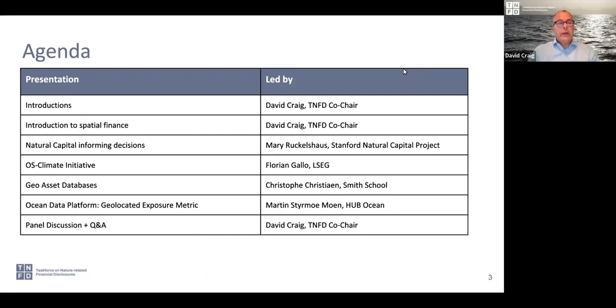In MSCI's research report published just this May, they said location matters. That was the name of the report, and they estimated that 39% of companies in the MSCI All-Country World Index, the ACWI, had operations of high biodiversity sensitivity, ranging from electric utility providers, renewable power providers, metals, mining, agriculture, really across sectors.